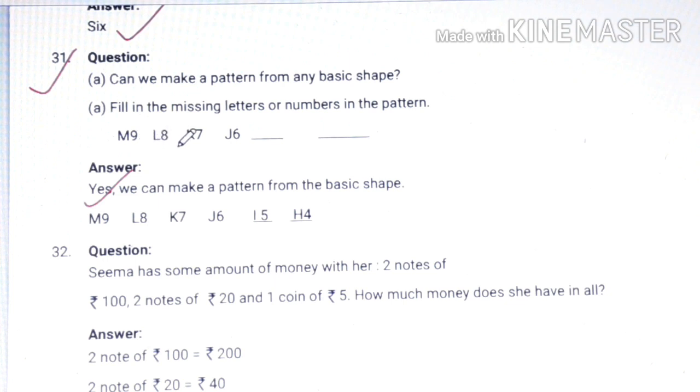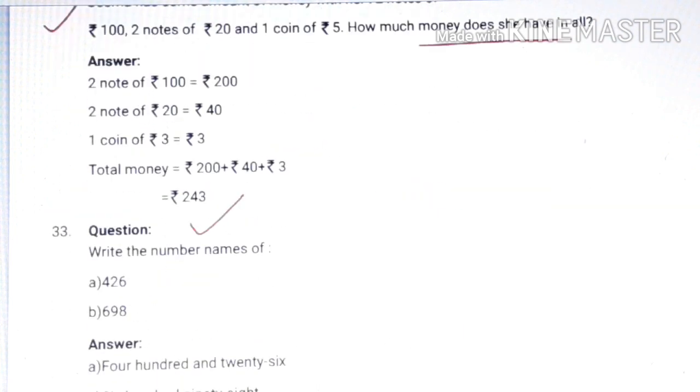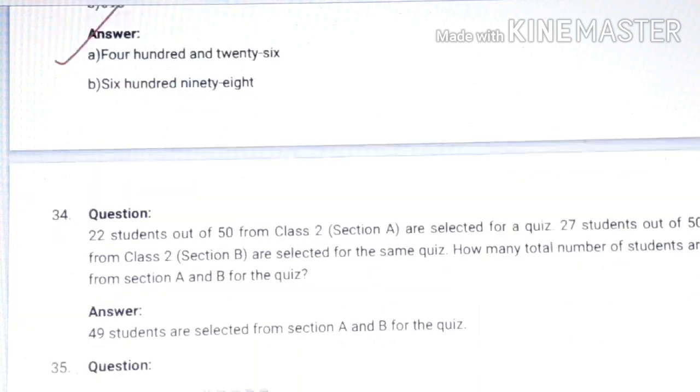M9, L8, K7, J6, then I5 and H4 is the answer. Just check your answer, children. Number 32. Seema has some amount of money with her. 2 notes of rupees 100, 2 notes of rupees 20 and 1 coin of rupees 5. How much money does she have in all? So we have to do addition. You will get the answer 245 rupees. Okay. Then write the number name. You know how to write the number name. You can check your answer.